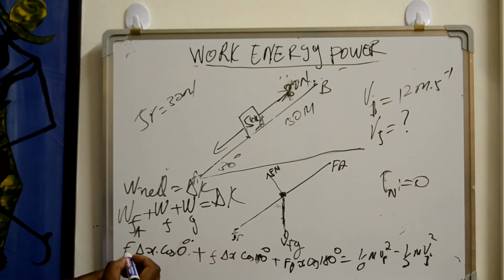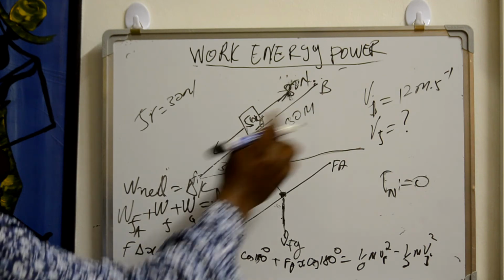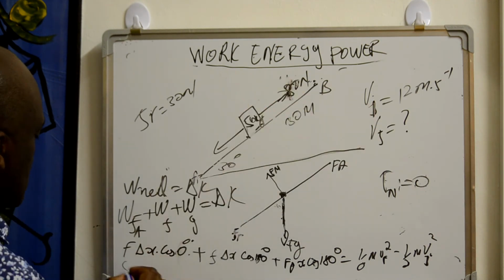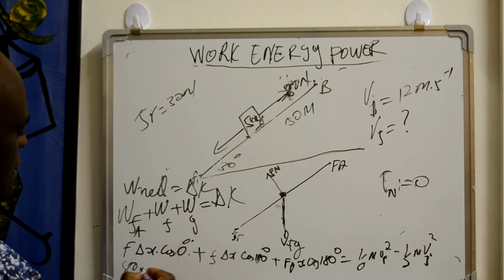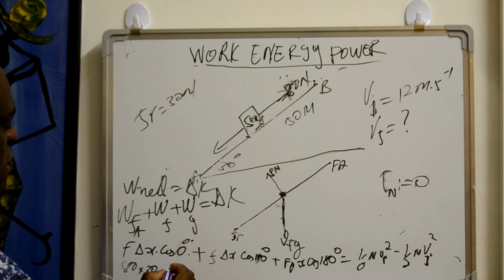Right, what is the force applied now? My force applied now is 80 Newton. What is the change in distance? My change in distance is 30, times cos 0 degrees.